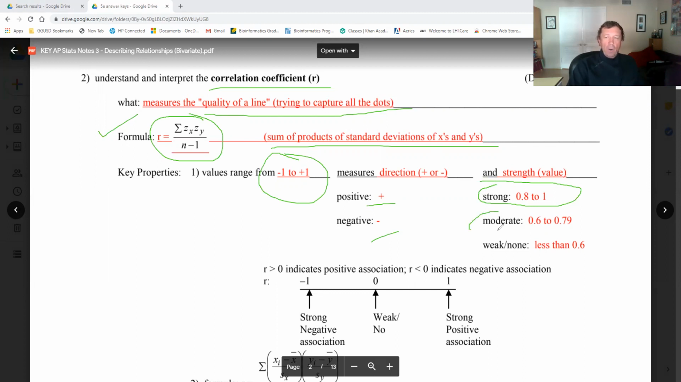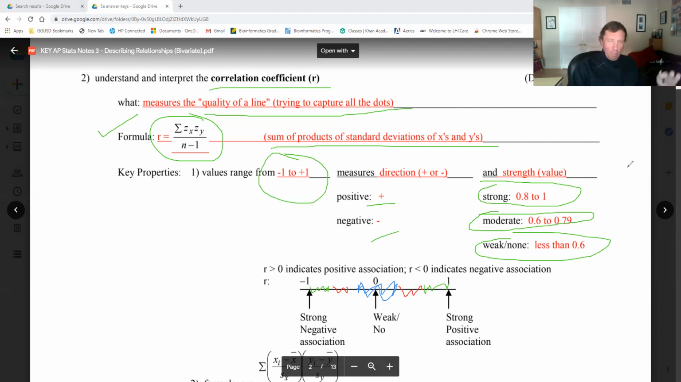We're going to say moderate is 0.6 to 0.79, and weak is in there. So we got strong here, and we got strong down here. If I change colors, we got moderate in here, and moderate in here. And if I change colors one more time, we got weak in here. So when I say 0.8 to 1, I also mean -0.8 to -1 is also strong.